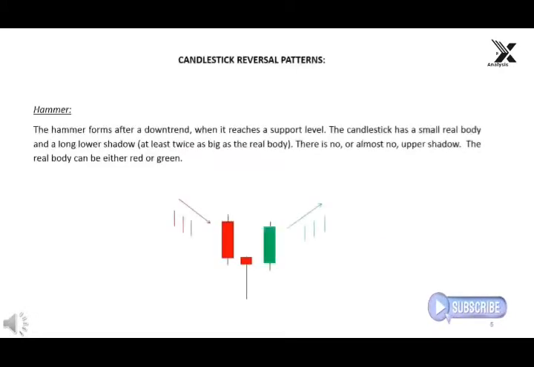This is the hammer. The hammer forms after a downtrend, when it reaches a support level. The candlestick has a small real body and a long lower shadow, at least twice as big as the real body. There is no, or almost no, upper shadow. The real body can be either red or green. The hammer candlestick formation is viewed as a bullish reversal candlestick pattern that mainly occurs at the bottom of downtrends.